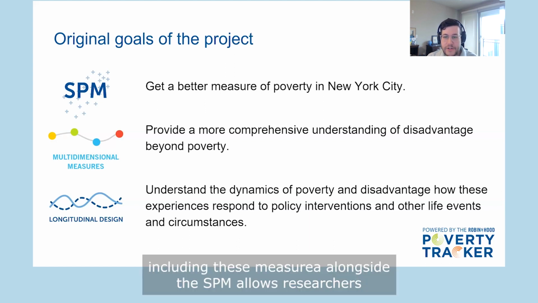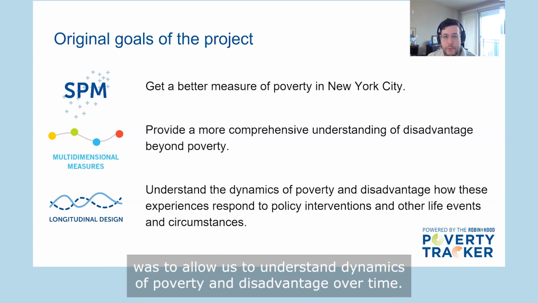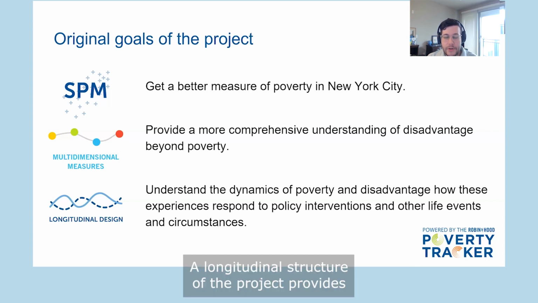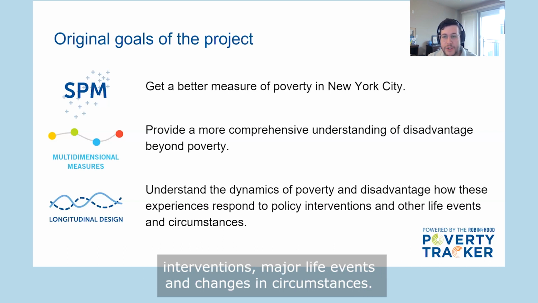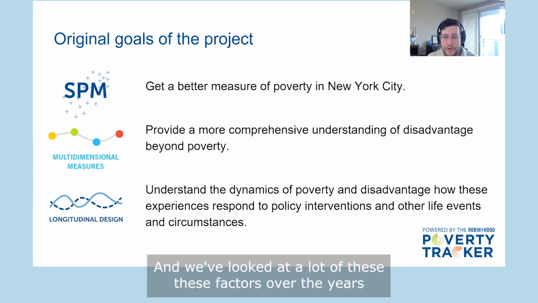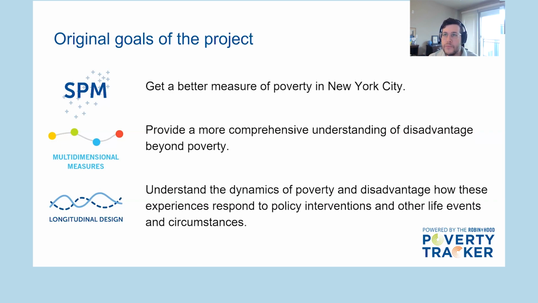Including these measures alongside the SPM allows researchers the ability to examine how the SPM and OPM relate to other measures of disadvantage. And finally, the third major goal of the project was to allow us to understand dynamics of poverty and disadvantage over time. The longitudinal structure of the project provides the ability to examine such experiences over time and how they respond to policy interventions, major life events, and changes in circumstances. And we've looked at a lot of these factors over the years as the Poverty Tracker has gone on.